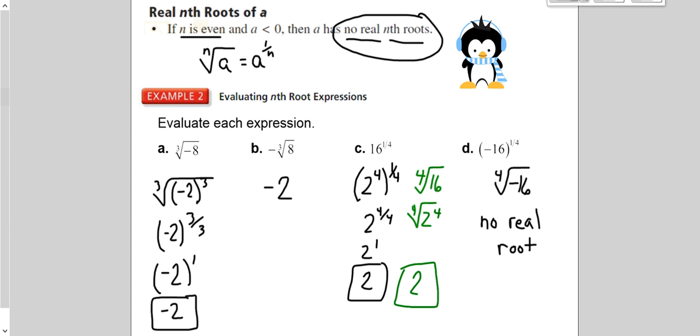So you have to be careful with the even roots: square root, 4th root, 6th root. Odd roots like cube root, 3rd root, 5th root, 7th root, those can be negative, and then you just get a negative answer. If it's positive, you get a positive answer. It's just these even ones that we have to be more careful with.